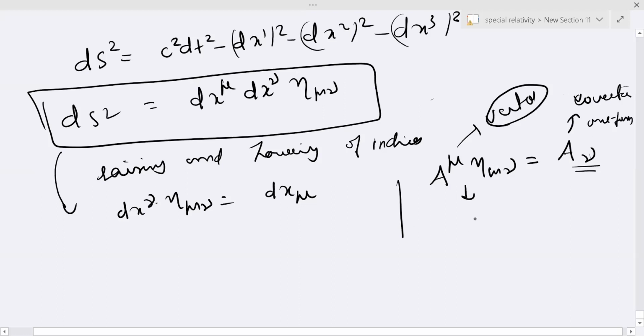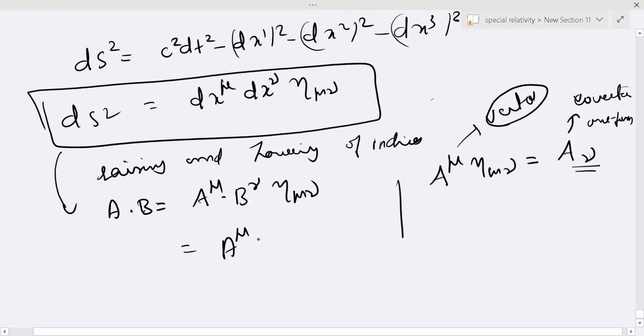Okay, what does this mean? Why do we do this? If you look at these components, I'll write it like this. A dot B for vectors can be written as A^μ B^ν η_μν. Now this you can write as A_μ B^μ. It's a compact way of writing it.